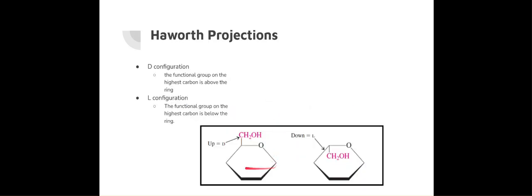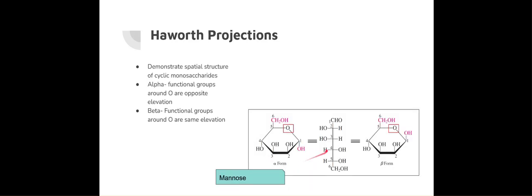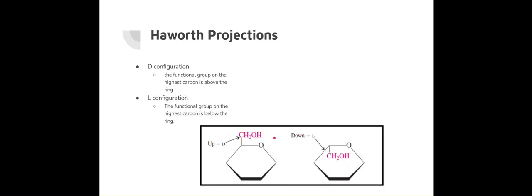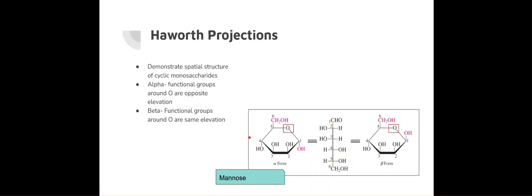Probably should have put a sample problem in here. But you can see here, this is above the ring. So that's going to be in the D configuration, so this is D-mannose. And so this is going to be beta D-mannose, and this is going to be alpha D-mannose.